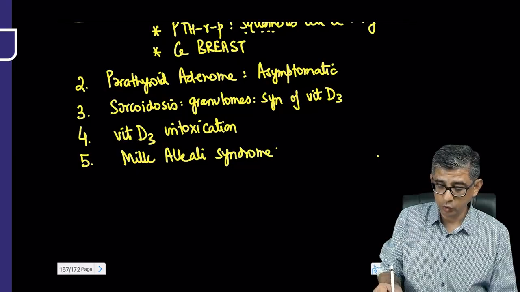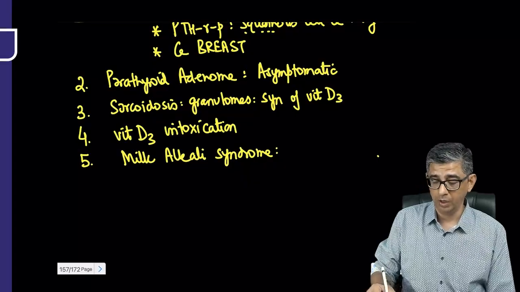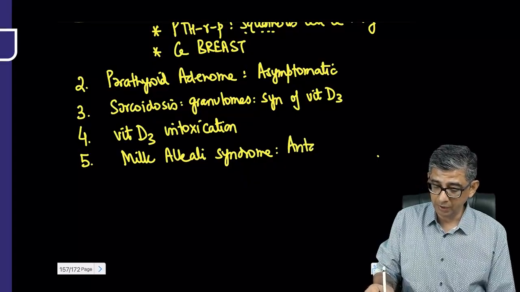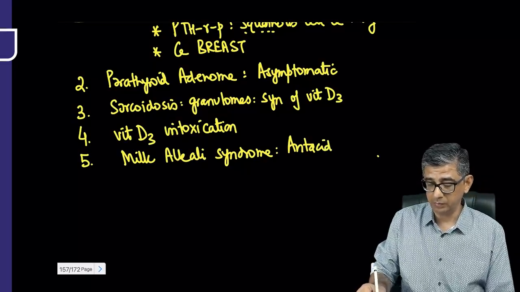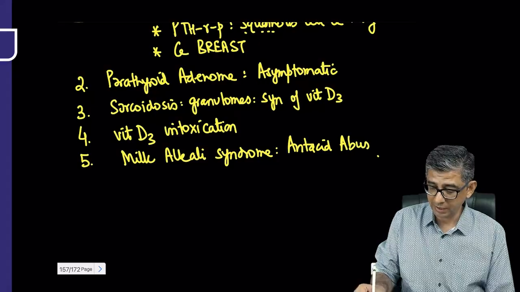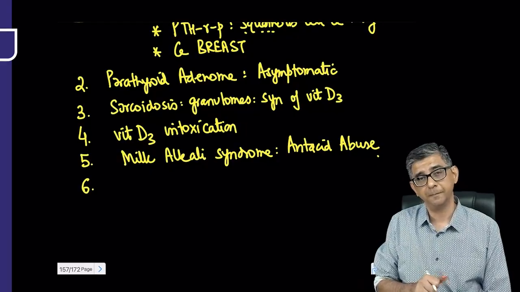The term that we use to describe this is milk alkali syndrome. This is itself a question. Milk alkali syndrome is seen with, your answer would be simply antacid abuse, because antacids would be having calcium carbonate. The calcium values would spike in the patient.